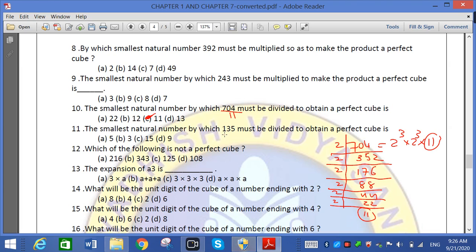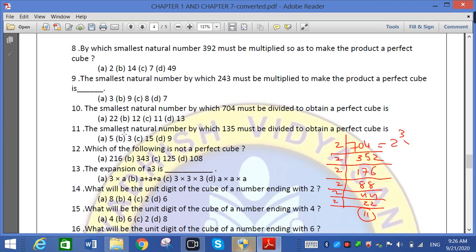Same thing, 135 should be divided by something. So again I have to make a prime factor of 135. Here it is with the 3. 3 4s are 12, 3 5s are 15. Again 3, 5. So 5 is spare. So 135 factor is 3 the power 3 and 5. So 5 is spare here, so I have to divide it by 5. So the answer is 5. Clear everyone?